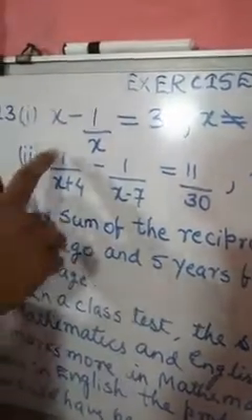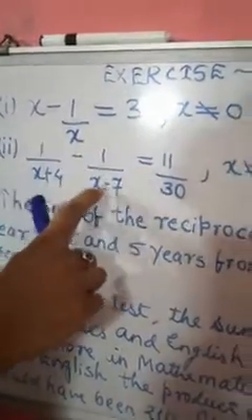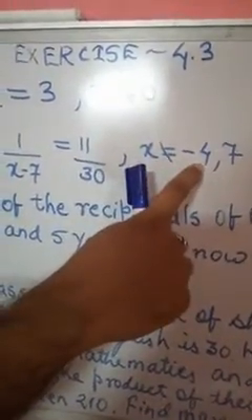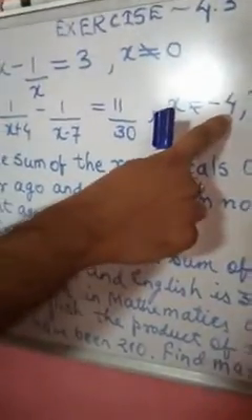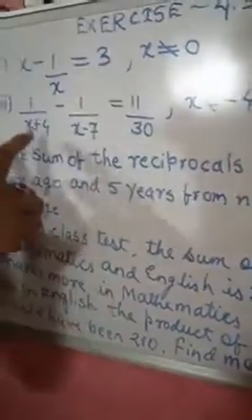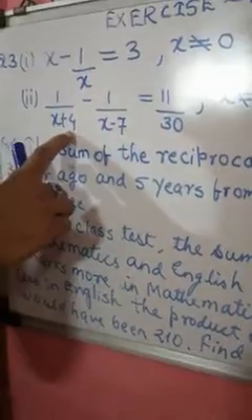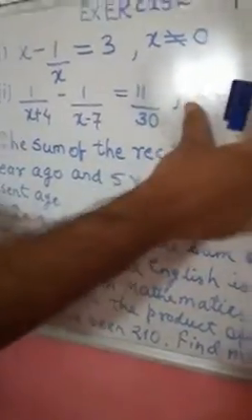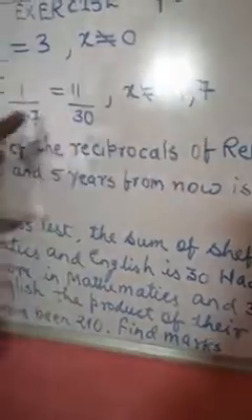Then the second question: 1 upon x plus 4, minus 1 upon x minus 7, equal to 11 upon 30, where x is not equal to minus 4 and 7. It means here we will not get the values of x as minus 4 and 7, because for these two values the denominator will become 0 and this won't be a quadratic equation. So these two values we are not going to get when we solve this equation. Now you see how to solve this one.